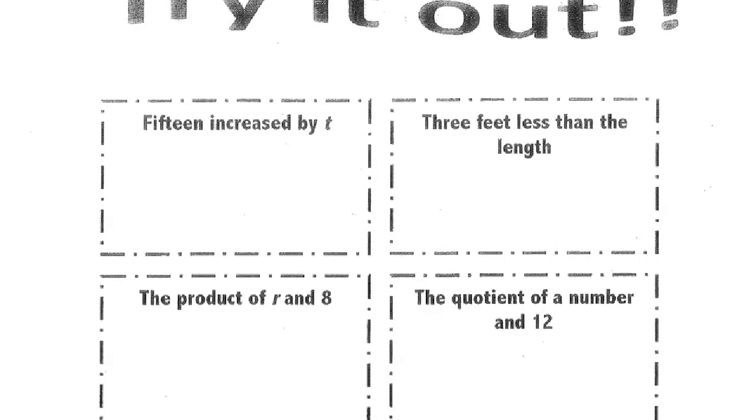Welcome back. The first one says 15 increased by t. Now what I like to tell people is when you write a word problem, start with the very first word or number that you see and just write it exactly as it sounds. So this says 15 increased by t. So start with the 15, okay, increased by, that's one of our key words that means addition.